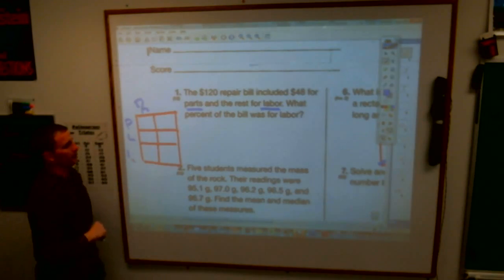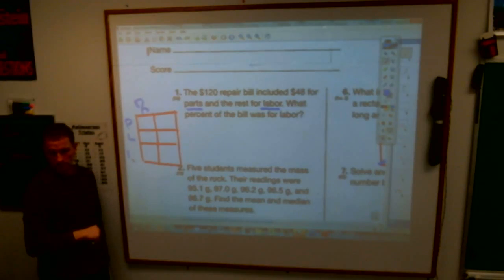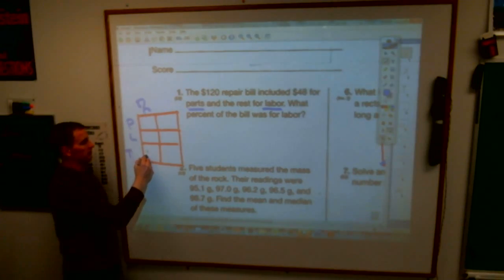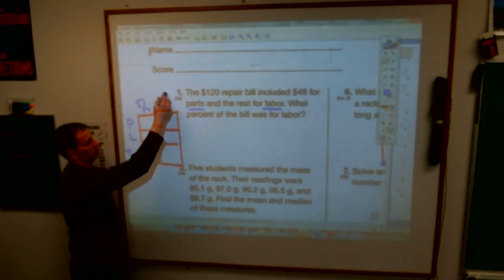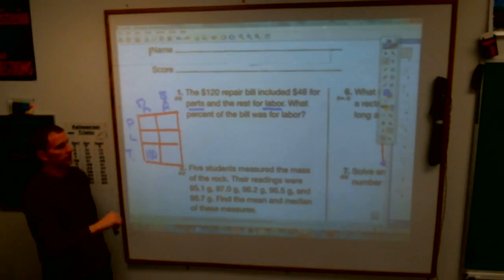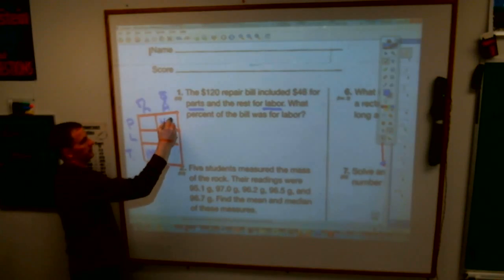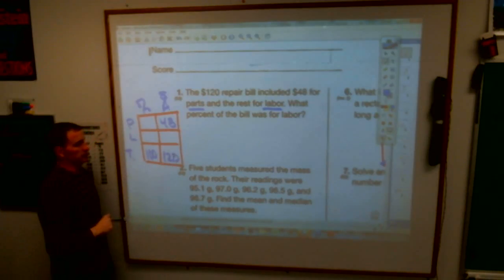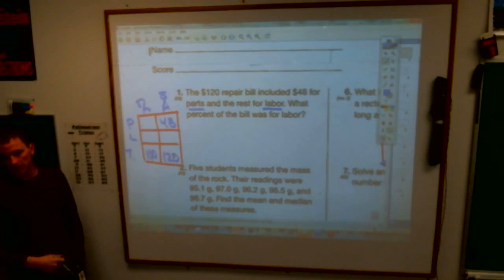Do I know my percentages on any of those? Well, I know one. I know the total percent has to be what? Right. So I know this percent has to be 100. I don't know either of those. What is my actual dollar cost? Do I know how much my parts are? Yeah. Which is? Do I know how much my labor is? But I can figure that out because I know the total bill is 120. How much does labor have to be?